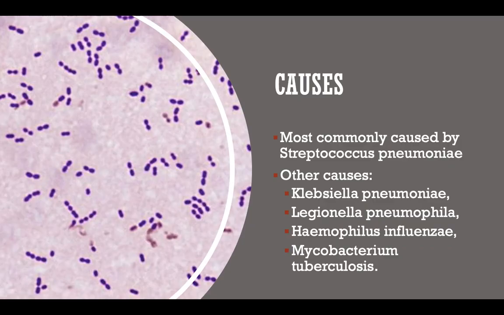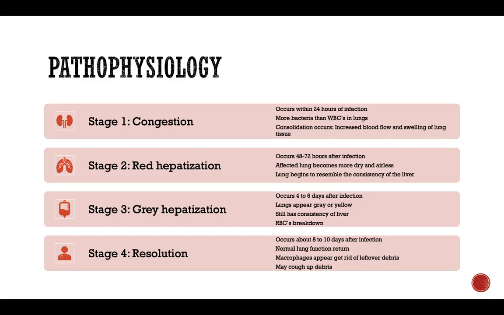As I mentioned earlier, Streptococcus pneumoniae is the most common bacteria that causes lobar pneumonia, but there are other bacteria that could also lead to lobar pneumonia. Now the pathophysiology: there are four different stages of lobar pneumonia infection.